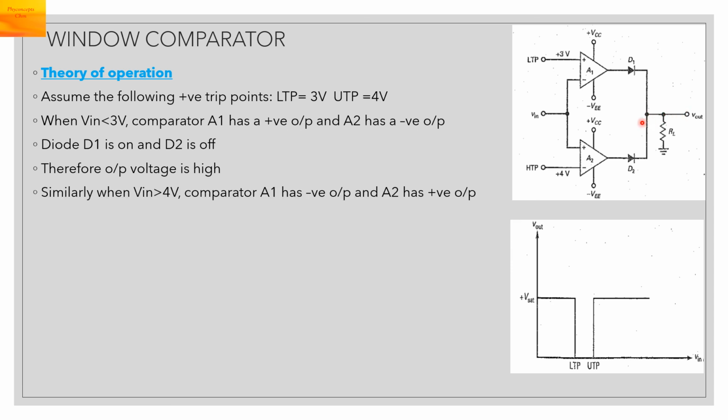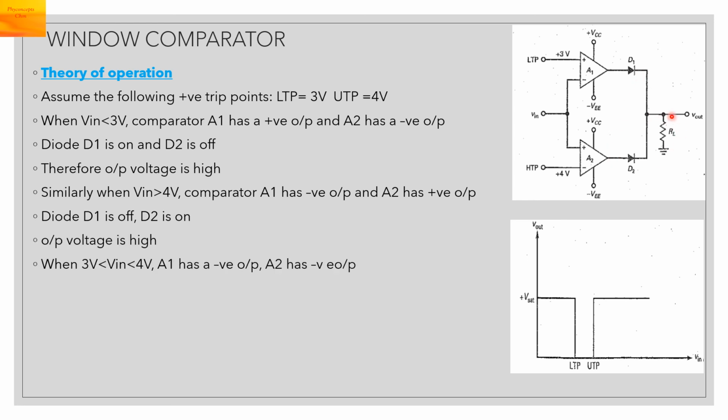Similarly, when Vin is greater than 4 volts, the comparator A1 will give a negative output, because at the inverting pin the voltage is greater than 4 volts. At the non-inverting pin, the voltage is greater than the inverting voltage of 4 volts, so it will give a positive output. So diode D1 is off, D2 is on, and the output voltage will again be high.